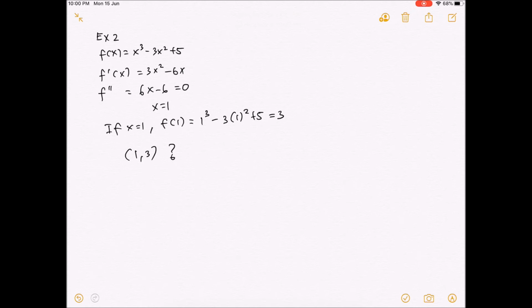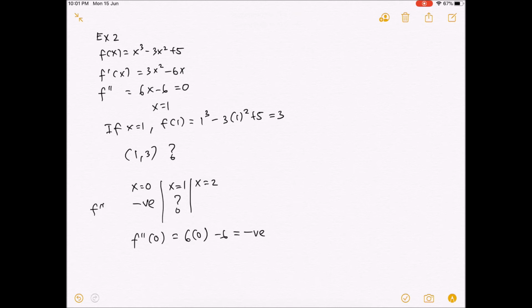So is it an inflection point? Okay, so we test for the sign. I have x equals to 1 here. Let's say I choose x equals to 0 and x equals to 2. F double prime of 0 is 6 times 0 minus 6, which is negative. And then f double prime of 2 will be 6 times 2 minus 6, which is positive.